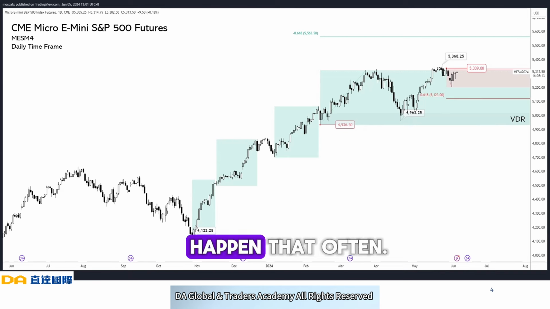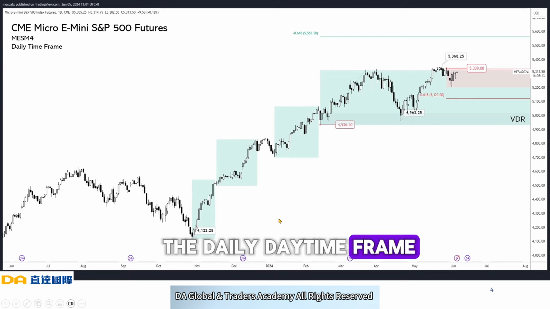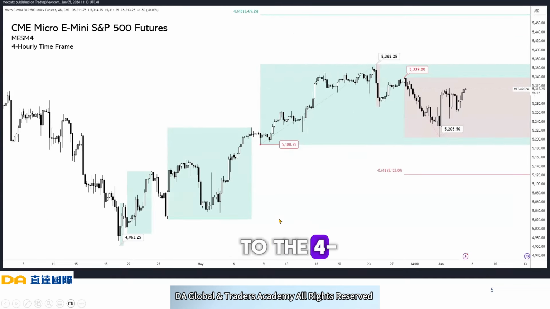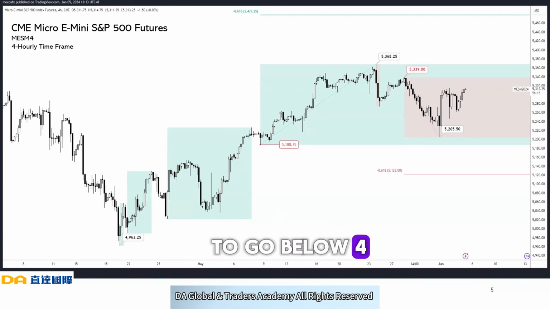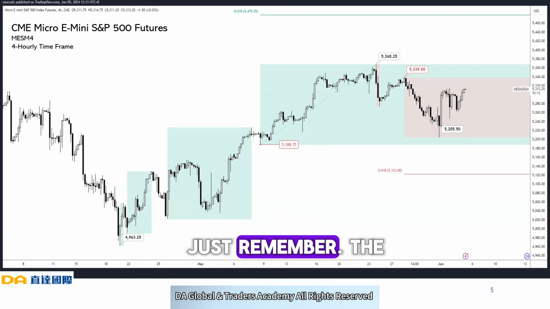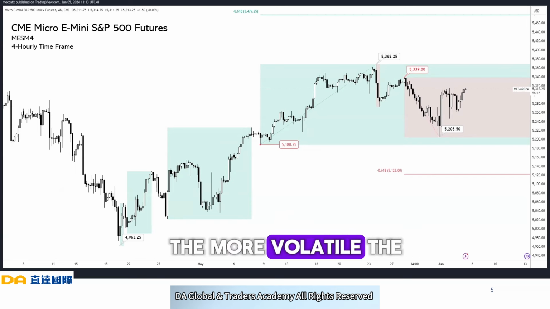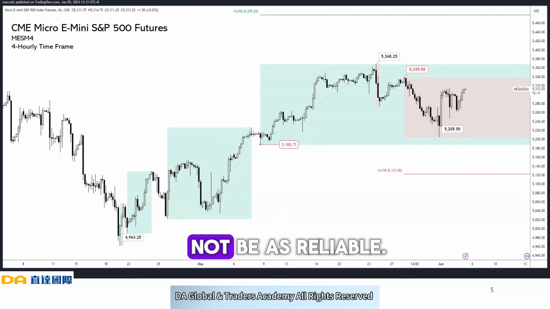Okay, but it doesn't happen that often. But if it does, then we should take opportunity of that. Okay, so this is the daily time frame. Let me go down to the 4-hourly time frame. Now, for swing traders, I do not want to go below 4 hours, because I think 4 hours is the minimum I will go to for swing trading, because I'm going to position my trade. Just remember, the lower time frame you go, the more volatile the market is, and the signal may not be as reliable.